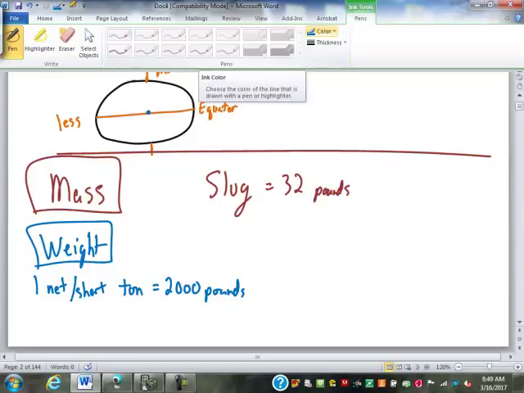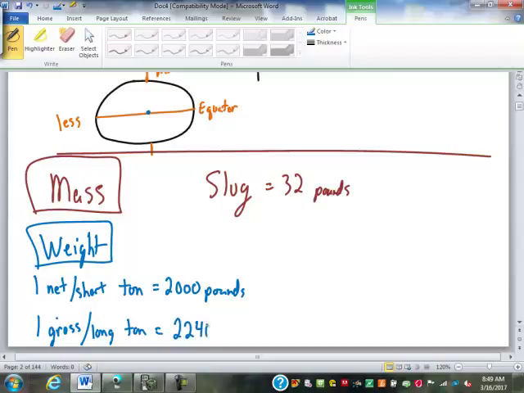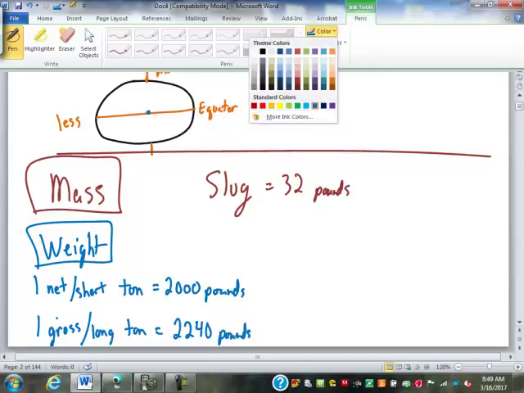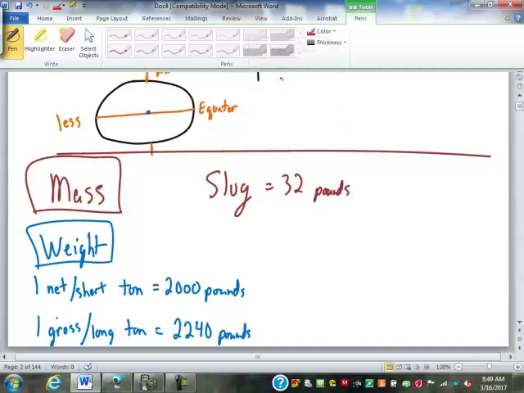If there's something called a net or a short ton, that implies there's something called a gross or a long ton. A gross or long ton is 2,240 pounds. Where did these come from? Why is there a difference? Well, the ton was originally used for measuring grain. And when you go to throw grain on a scale, you can't just dump a ton of grain on the scale. It's going to fall off the sides. So they actually had to put a container there to hold it. So the container that held about a ton of grain was about 240 pounds.